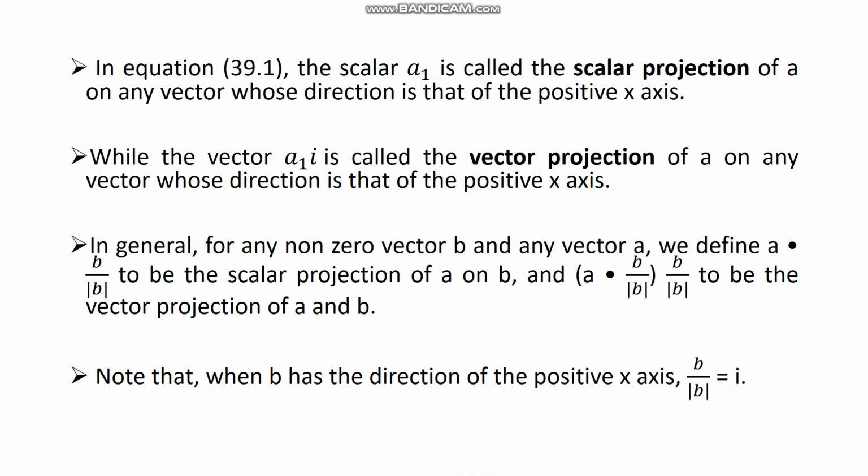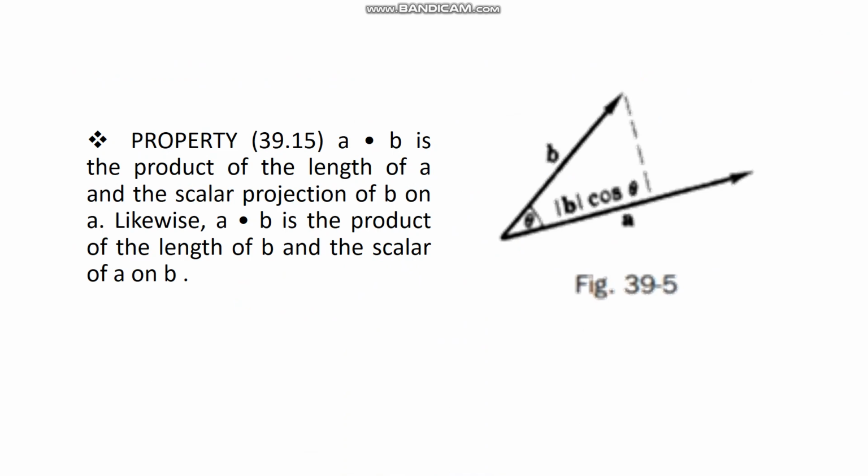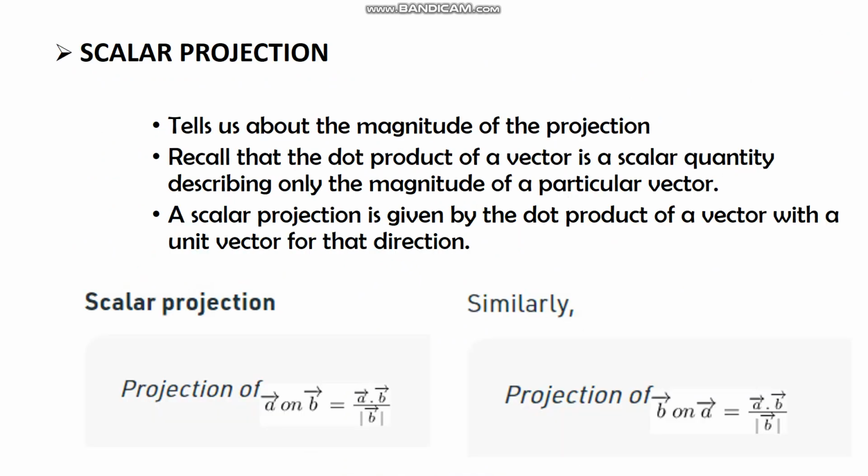Note that when B has the direction of the positive x-axis, B over the magnitude of B is equal to i. So, the property is that A dot B is the product of the length of A and the scalar projection of B on A. Likewise, A dot B is the product of the length of B and the scalar projection of A on B. So, scalar projections.